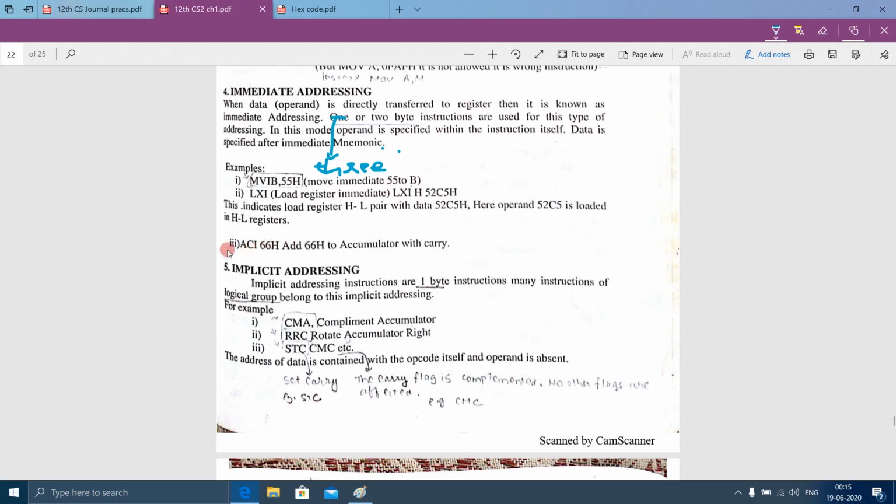Next instruction is ACI 66H. The name of the instruction is add immediate to accumulator with carry. So what is the ACI instruction? It adds the data specified in the instruction to the accumulator with carry. As you know, in 8085 there are 5 flags: carry, auxiliary carry, sign, zero, parity. So carry is added with the accumulator.